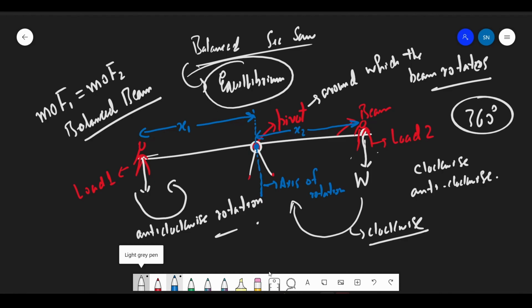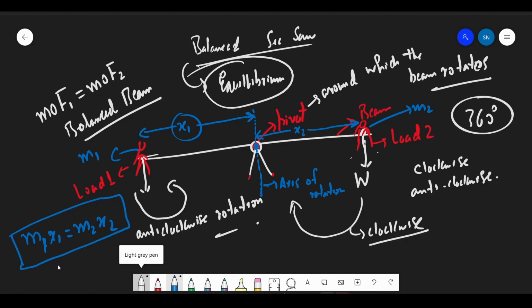Now, for this beam to be balanced, say the mass of this person is m1 and the mass of this person is m2. Do you think that m1 x1 must be equivalent to m2 x2? Do you think this is correct? Yes, sir, it is correct.